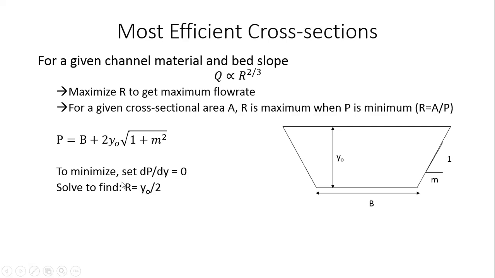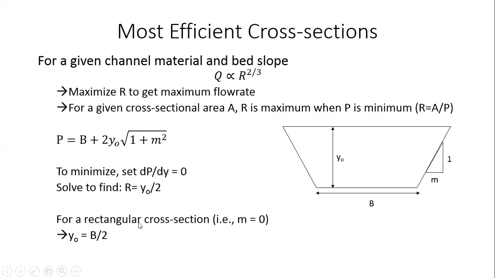For a given cross-section area, if my hydraulic radius is half the flow depth, that will give me the maximum flow rate. So I want you to set this dP/dy to 0 and try to solve it. You just have to write this entire equation in terms of y0. Then you'll be very easily able to do this. You'll solve to find R equal to y0 by 2. That is the condition for a trapezoidal cross-section of any side slope. I have not given any condition for this m. It can be any value of m as long as it is a trapezoidal cross-section. The maximum flow rate happens when R, the hydraulic radius, is equal to y0 by 2.